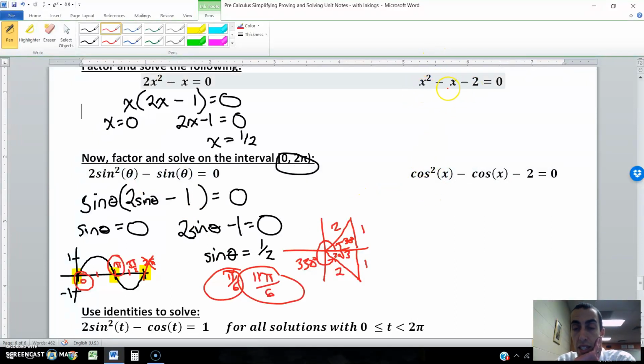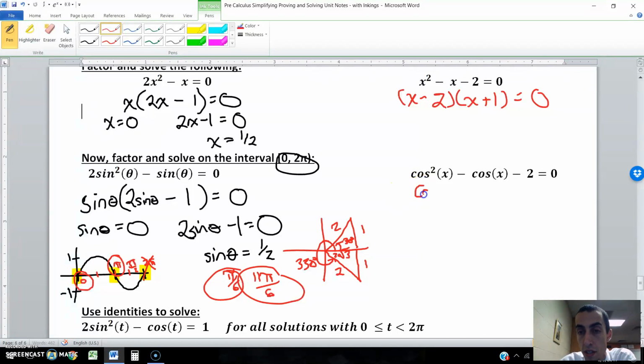Next pair. Let's factor the equation up top. It's a quadratic, and so we'll factor it into 2 binomials. X minus 2 times x plus 1. And so this cosine equation is identical in structure. Cosine of x minus 2 times cosine of x plus 1. And if you FOIL it, you see that you would end up getting what you started with.